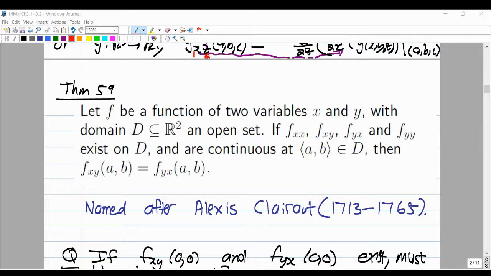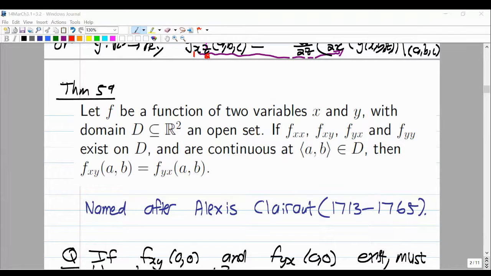This is named after French mathematician Alexis Clairaut, where if you have a function of two variables on an open set D and all of the second order partial derivatives exist on D and they're all continuous at the point AB, then they do agree. So this is theorem 59. You do not have to know the proof of theorem 59.